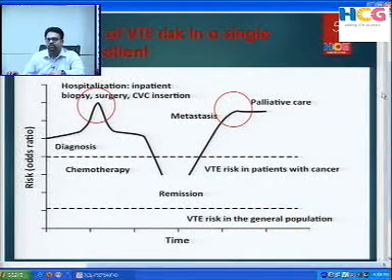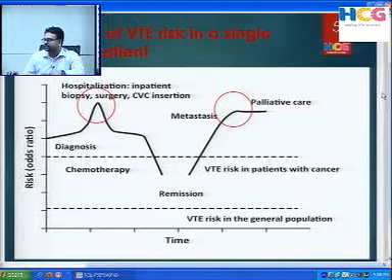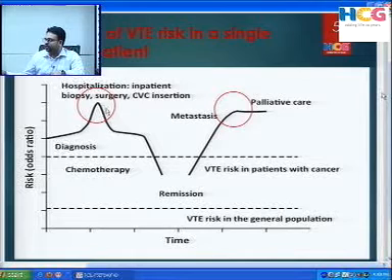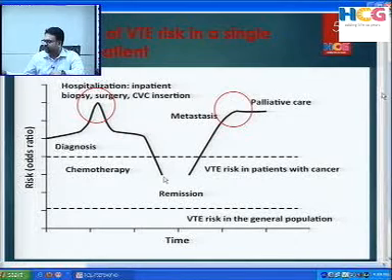So this graph shows you the risk of developing venous thromboembolism in a single cancer patient compared to the general population. You can see over here that after the diagnosis the graph goes to a peak, where the patient has maximum risk of developing venous thromboembolism while admitted in a hospital, undergoing biopsy or surgery, and central venous catheter insertion. Afterwards the risk comes down, and again goes up during the palliative care stage.